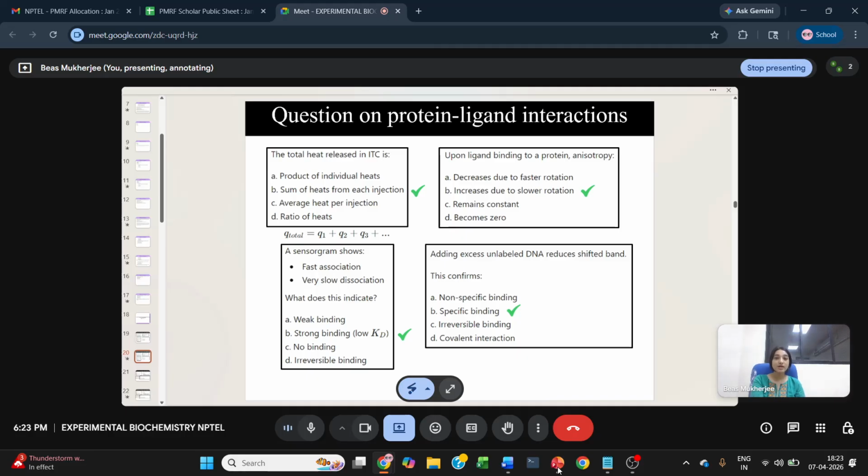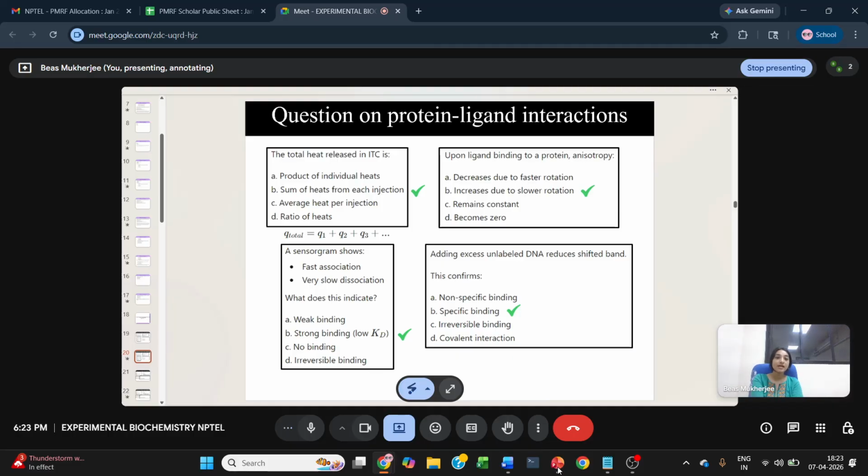Okay, the next one is, of course, strong binding, that is low KD. Why? Because KD is equal to koff by kon. If the koff is less and the kon is very high, then KD will be low. Correct? And that would indicate strong binding.